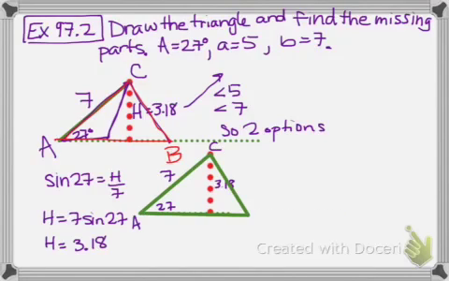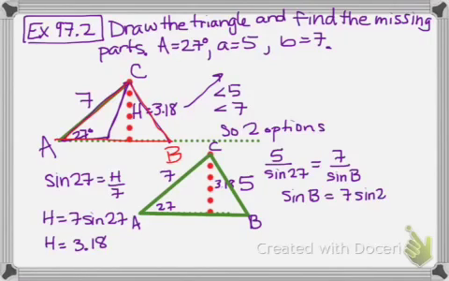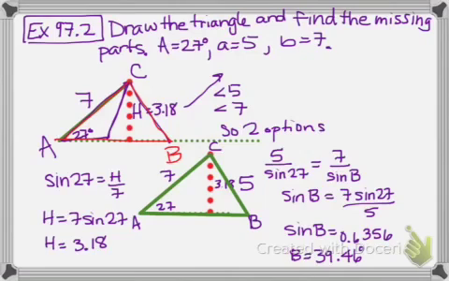So we'll do the first one, which is this triangle here. We have filled in the sides that we know and the angle that we know, and we can use the law of sines to solve for the other parts. So we have 5 over the sine of 27 is equal to 7 over the sine of B. So sine of B is 7 sine of 27 over 5, which is 0.6356, and B has to be 39.46 degrees.